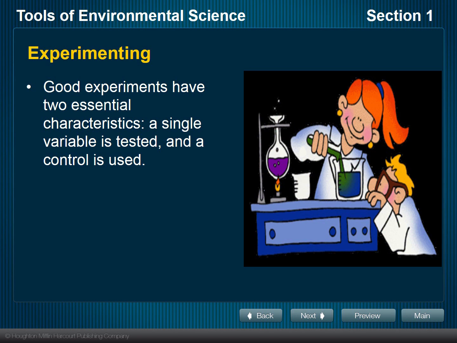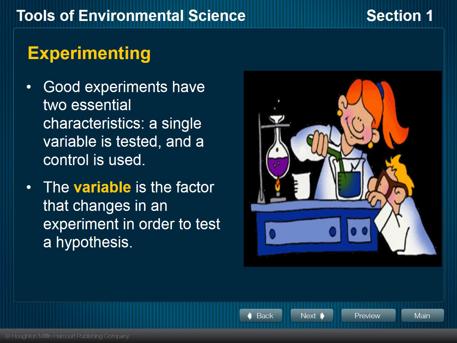Good experiments have two essential characteristics. A single variable is tested and a control is used. The variable is the factor that is changed in an experiment in order to test a hypothesis. To test for one variable, scientists usually study two groups or situations at one time, with the variable being the only difference between the two groups.